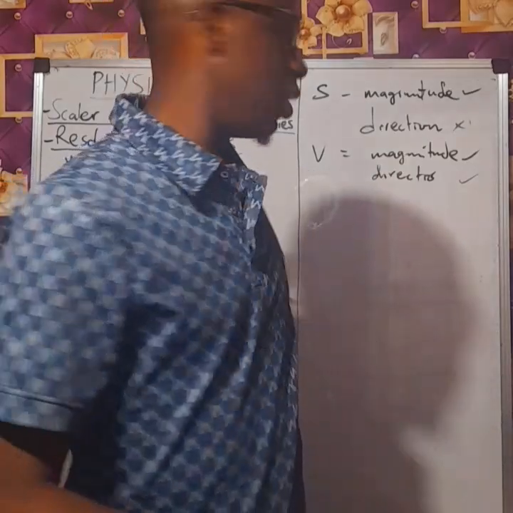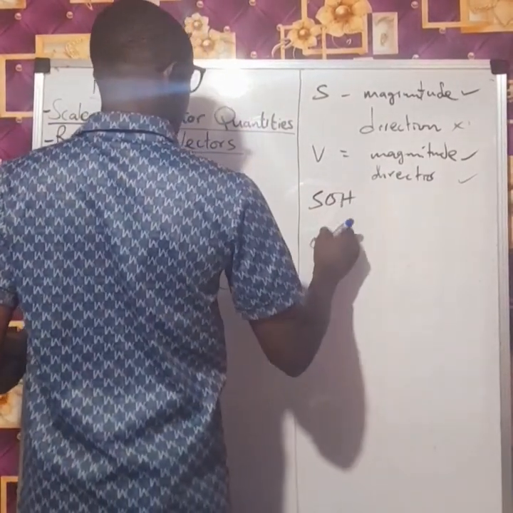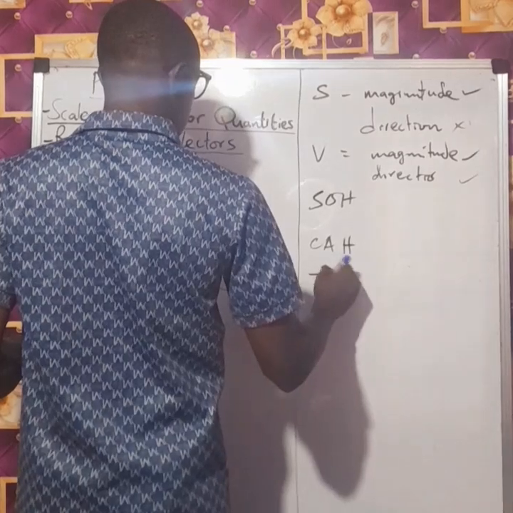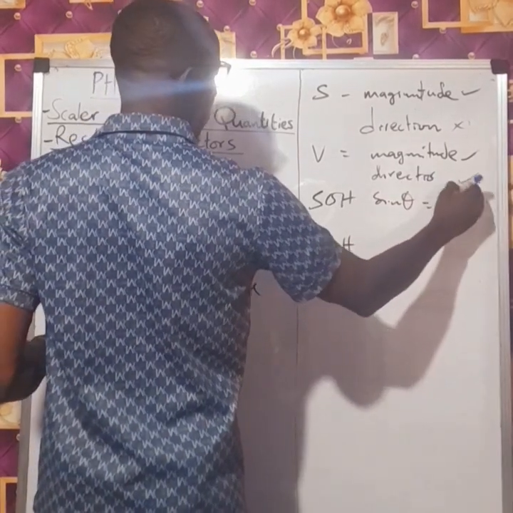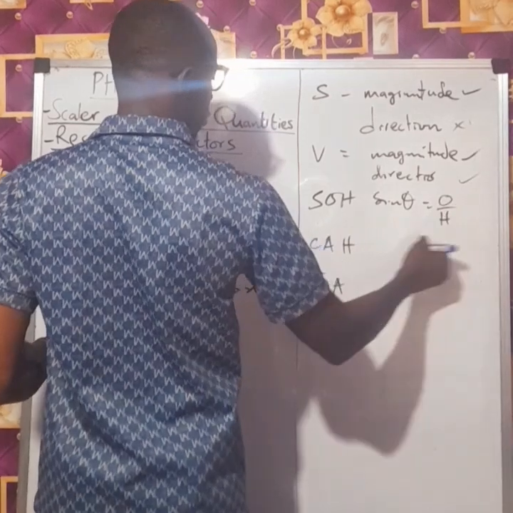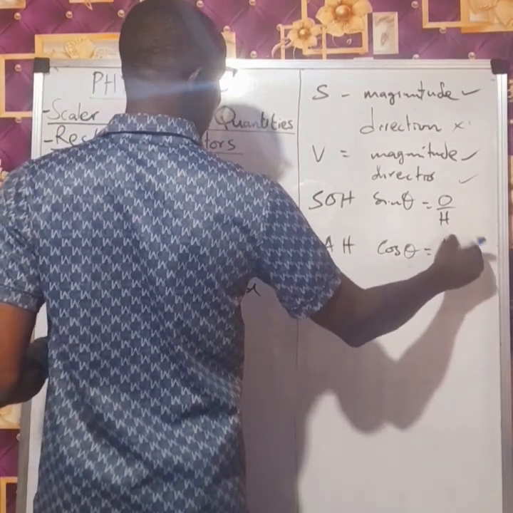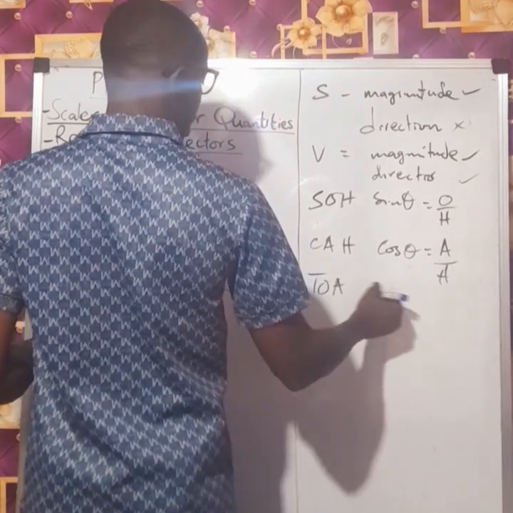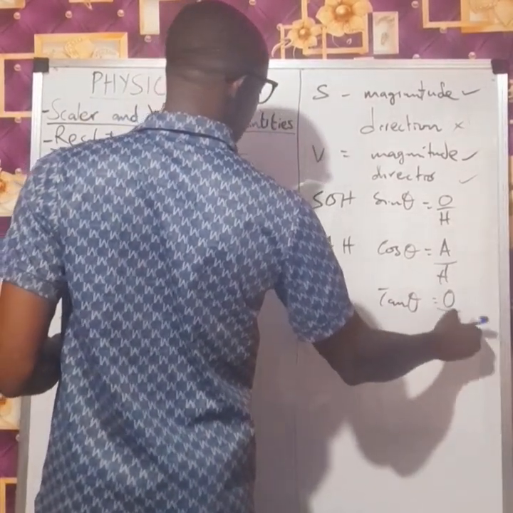With the knowledge of trigonometry, remember SOHCAHTOA. SOHCAHTOA will help us here. Sin theta equals opposite over hypotenuse. Cos theta equals adjacent over hypotenuse. And tan theta equals opposite over adjacent.